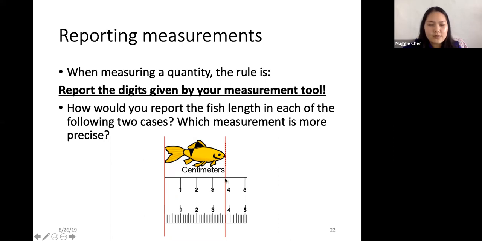So maybe we could guess and say it's 3.7 centimeters, but we're not really sure because that amount of detail isn't given to us. But now if we're looking at this bottom ruler where our millimeters are also given along with centimeters, we can say more precisely that it's actually around 3.8 centimeters. So that level of detail is given to us. And now we can say, comparing the two, the ruler that gives us more detail would be the more precise ruler, more precise measurement. So this ruler at the bottom would be more precise.